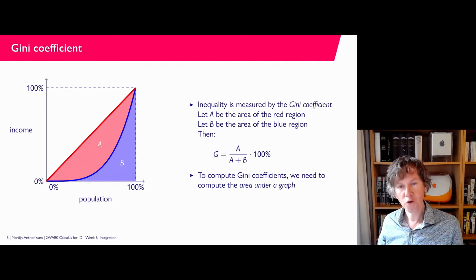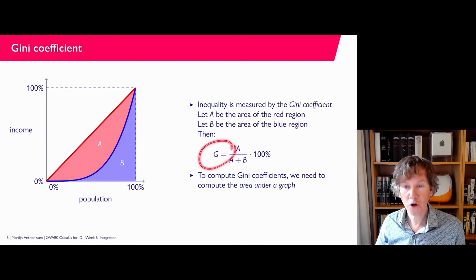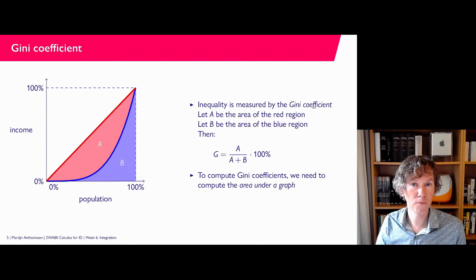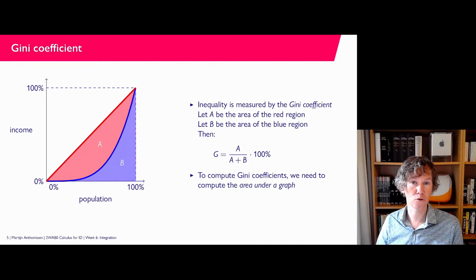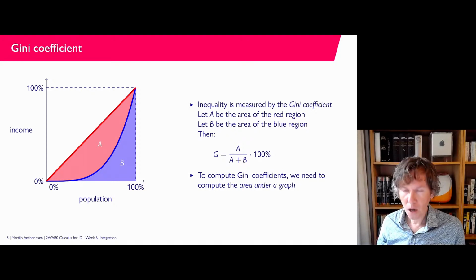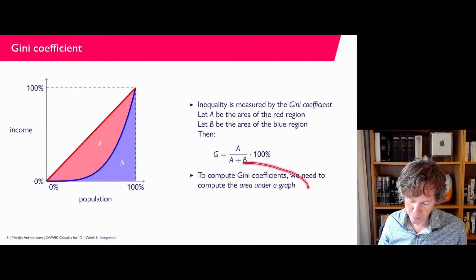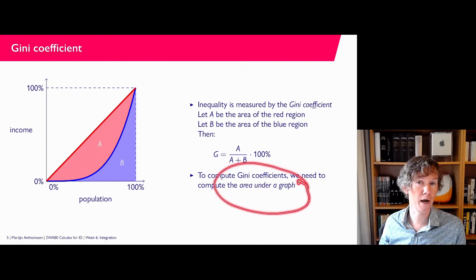So then if you would have a Gini coefficient of 0%, it means that you have the completely even income distribution where everybody has an equal income. If you have a Gini coefficient of 100%, it means that this fraction here equals 1, and it means that B equals 0. So it means that we have a completely uneven income distribution. So in order to compute these numbers, what we are going to be needing, and that is why I put this introductory example, is the area under a graph.